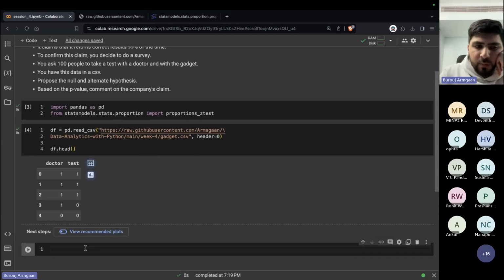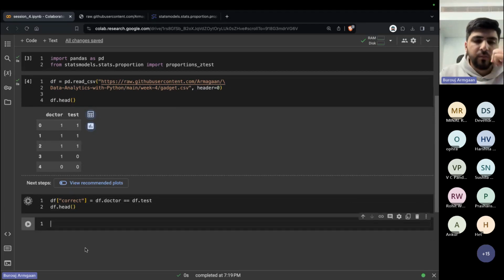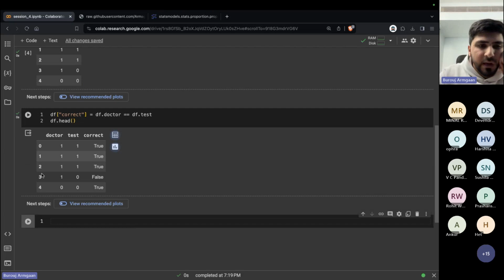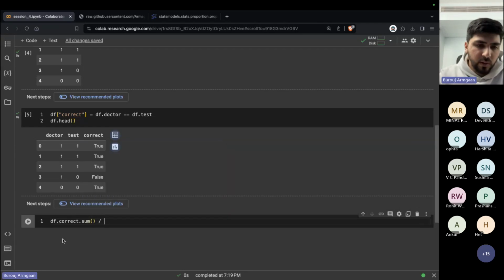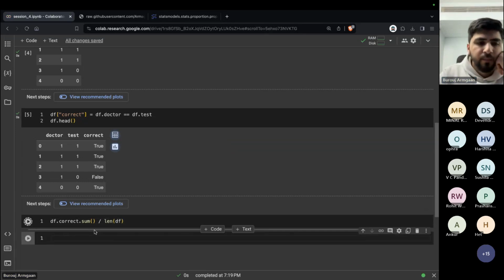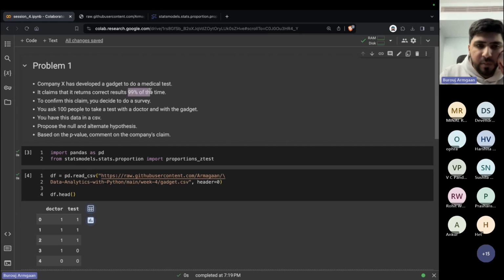To compute how many times I am correct, I can create a new column, df['correct'], and that will be equal to df.doctor being the same as df.test. If I print the head after that, I get these values and I can check how many times I am correct. So let's say df.correct.sum() divided by length of df. It says that I am correct 95% of the time, while the claim is 99%.